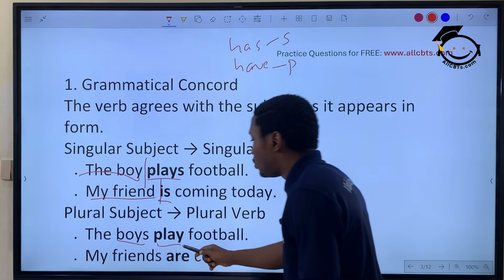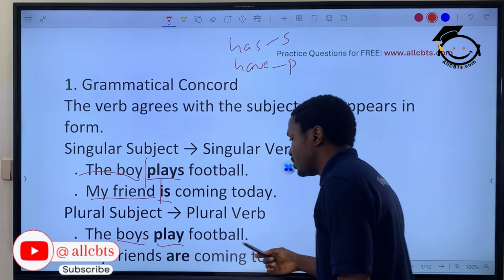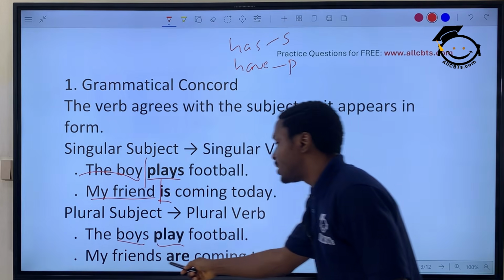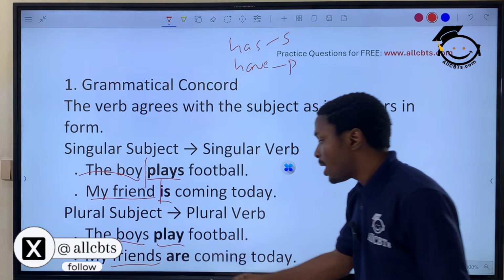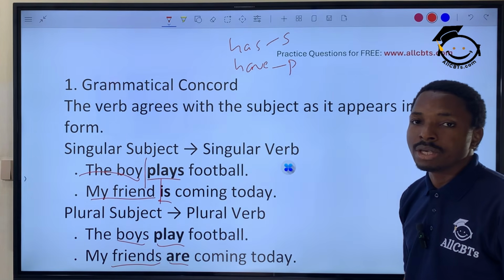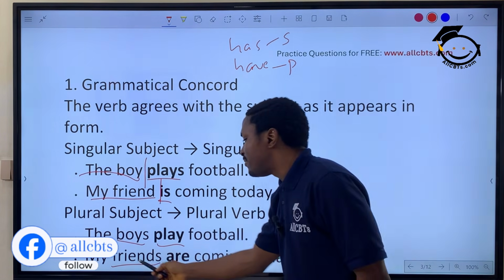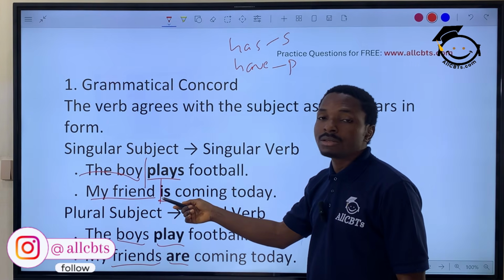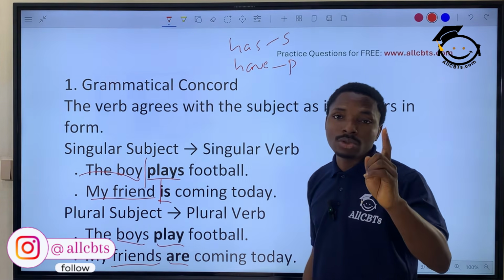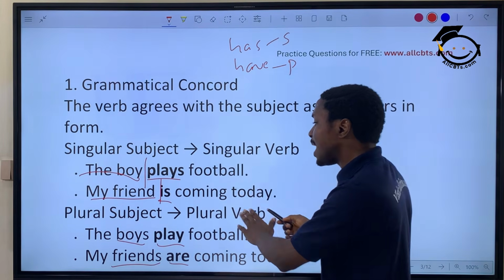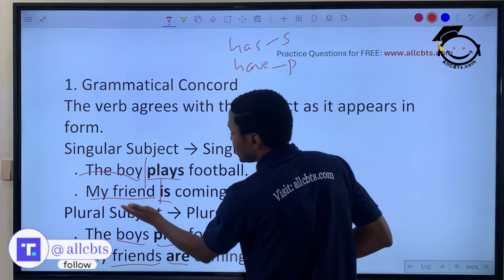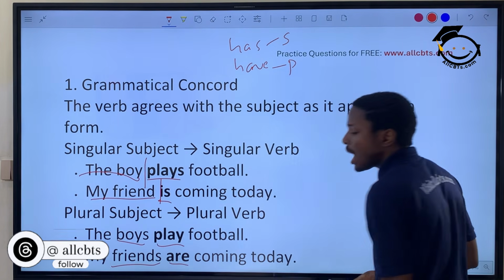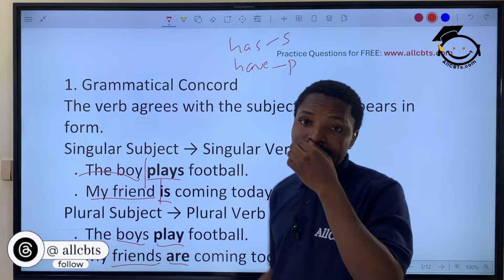So play is a plural verb for boys in a statement. The friends are coming today. Friends, plural, are. You won't say "my friends is coming today" because is is singular. Is is for singular, when it's one. So "my friend is coming today" has switched. When friends become plural, the verb becomes are. Okay, my friends are coming today.